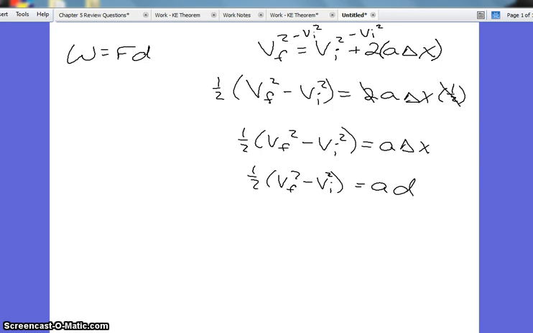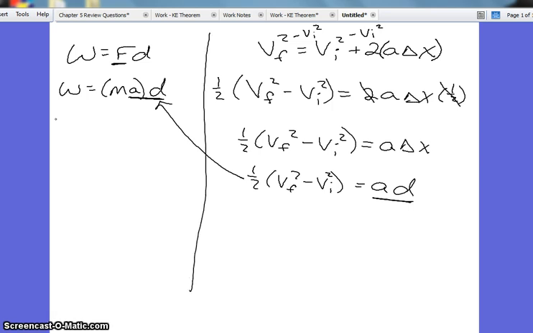So now what I'm going to do is look at work, which is force times displacement. Force is mass times acceleration, so that is m times a, according to the second law of motion, times our displacement d. And looking at a times d over here and a times d over here, now what I'm going to do is replace this one with 1/2 times (vf squared minus vi squared). So the work is the mass times the quantity 1/2 times (vf squared minus vi squared).